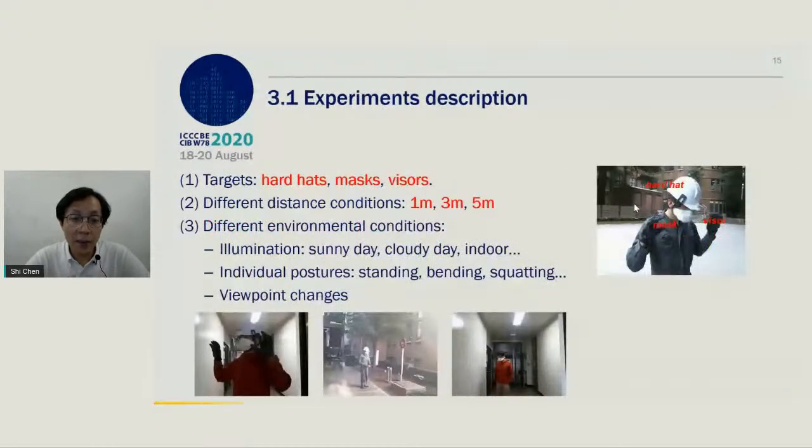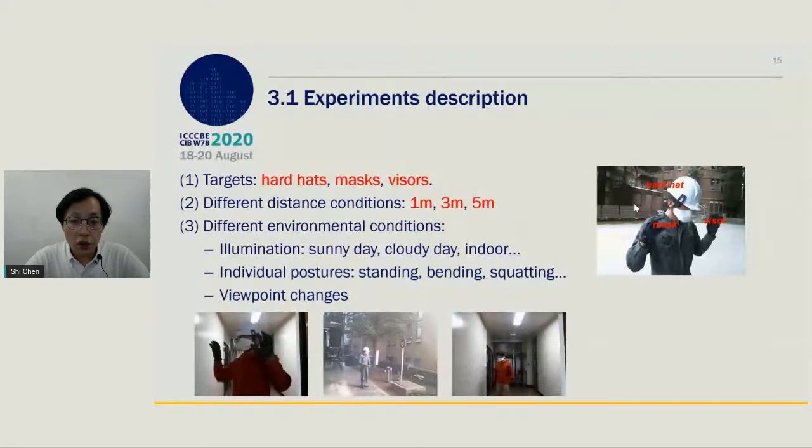Next, I'm talking about our experiment results. The target of our current experiments covers three types: hard hats, masks, and visors. The purpose is to validate the performance of the model under different conditions, say 1 meter, 3 meter, 5 meter. Also, different environmental conditions are taken into consideration.